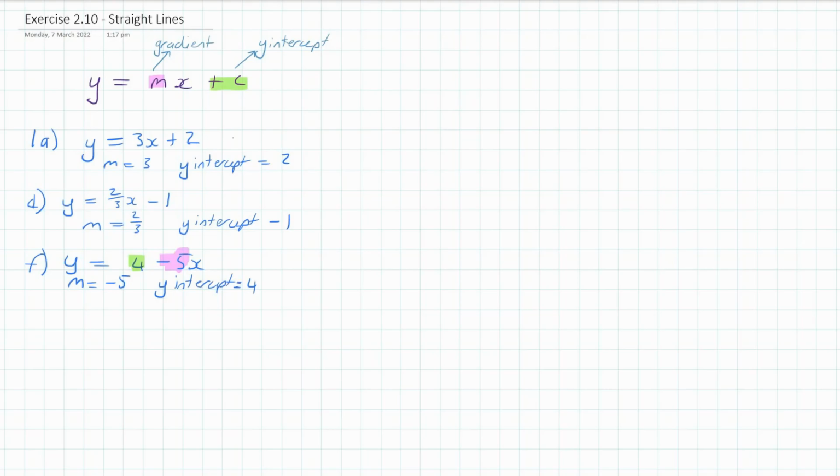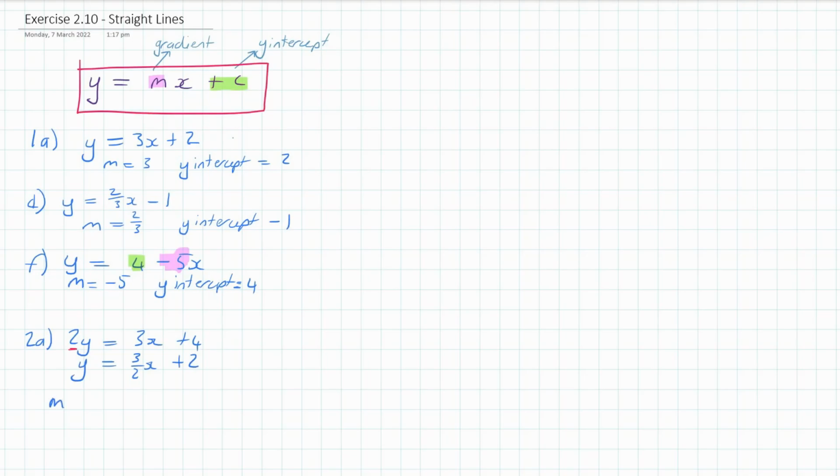Now, in section 2, you'll notice that they've written things a little bit differently. So have a look at 2a, for instance. Here we have 2y is equal to 3x plus 4. Now you'll notice that in our original equation, all the way up here, you have y as the subject, but here we have 2y. So what we're going to have to do is first of all divide both sides by 2. So we get 3 over 2x plus 2. So I've divided each term by 2. And now I'm able to say m, or the gradient, is equal to 3 over 2, and the y-intercept is equal to 2.